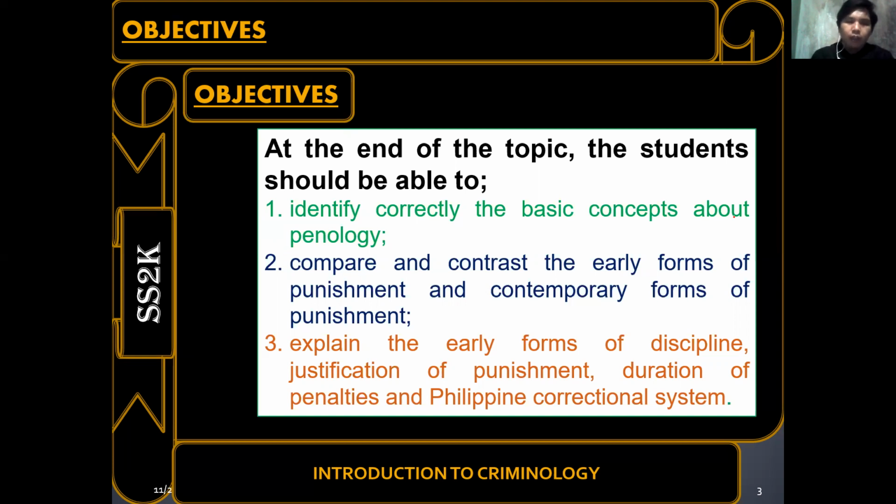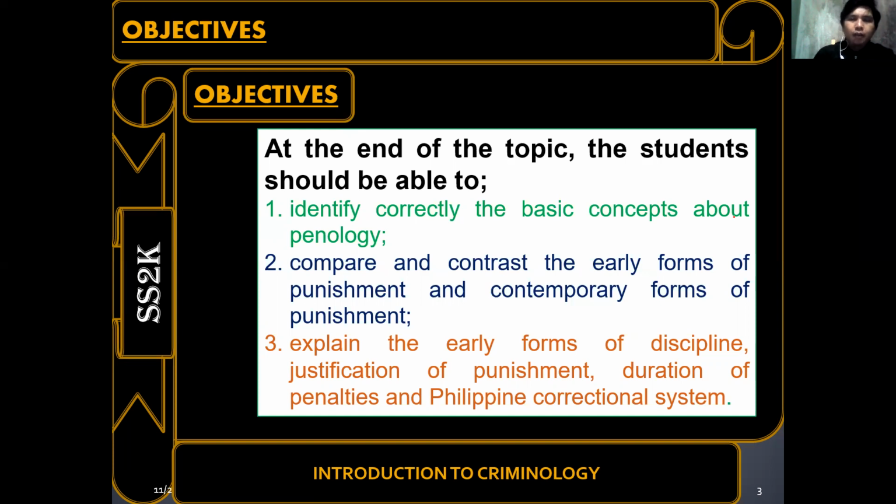And third, you should be able to explain the early forms of discipline, the justification of punishment, why punishment is being imposed if a certain person commits a crime. And of course, you should be able to discuss the duration of penalties, and the Philippine correctional system. So ano nga ba yung iba't ibang ahensya ng gobyerno na nangangalaga doon sa tinatawag nating PDL or person deprived of liberty.